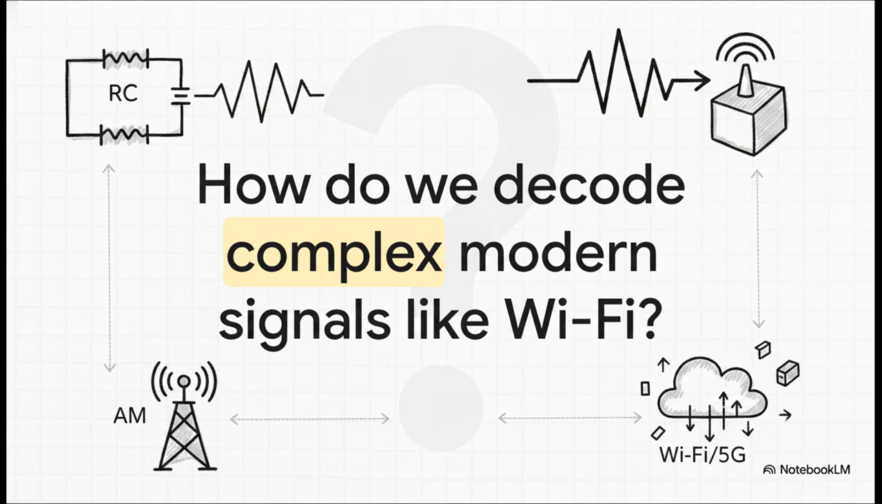If a beautifully simple resistor-capacitor circuit can effectively decode these analog radio waves traveling for miles and miles through the thin air, what kind of incredible hardware is required to lock onto the complex digital phase shifts of modern Wi-Fi or 5G? While amplitude modulation represents the fundamental bedrock of wireless transmission, seeing how it elegantly solves the problem of distance makes you truly wonder just how advanced the invisible pathways of our modern digital world have actually become.